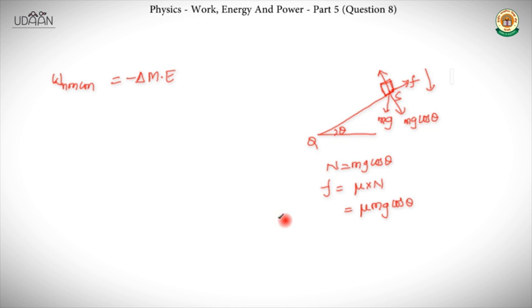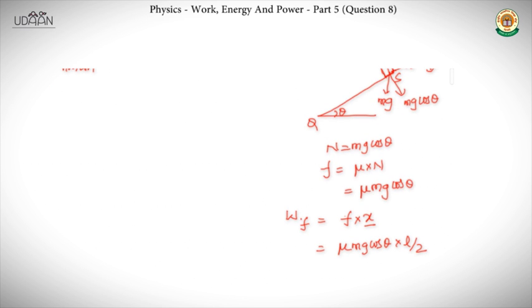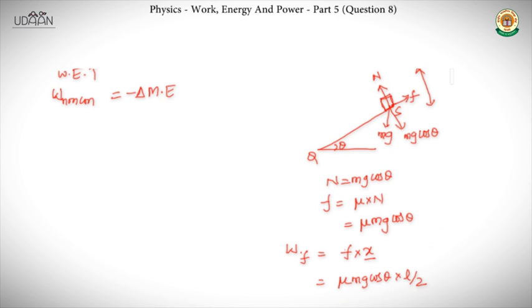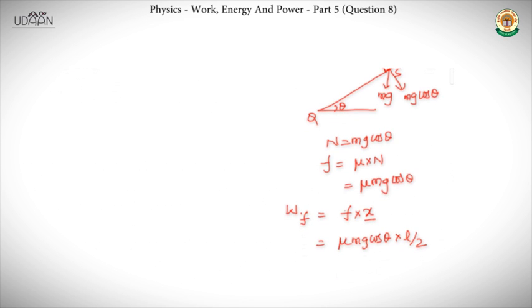So now we consider the work done by the non-conservative force, that is the frictional force, which is equal to force into x, where x is the distance traversed by the body. We know F is equal to mu mg cos theta and x is equal to L by 2. Will there be a minus sign in this work? No, actually for the work done by the frictional force in this case, we are directly just equating, because it is an inclined plane.